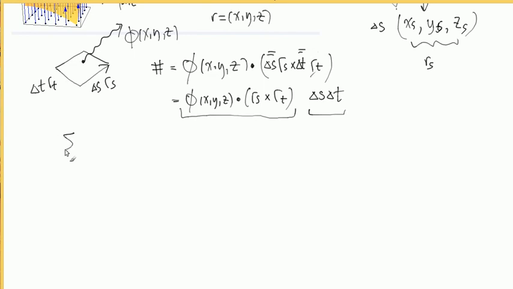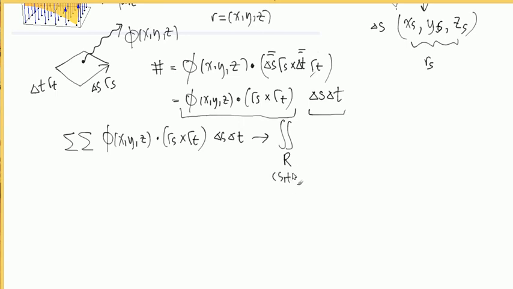The Riemann sum. Riemann sum of this one, dotted with the cross product of these two partial velocities, multiplied by delta S delta T. Then this approaches what kind of notation? Double integral, right? I'm not going to use D. I'm going to use R, right? That's a parameter space. This is for parameter space S and T, not X, Y, not necessarily that.